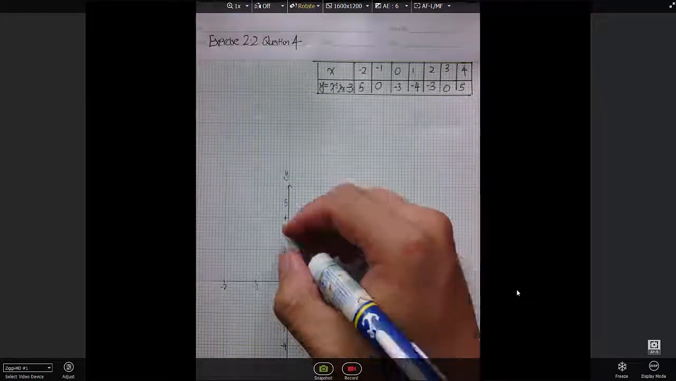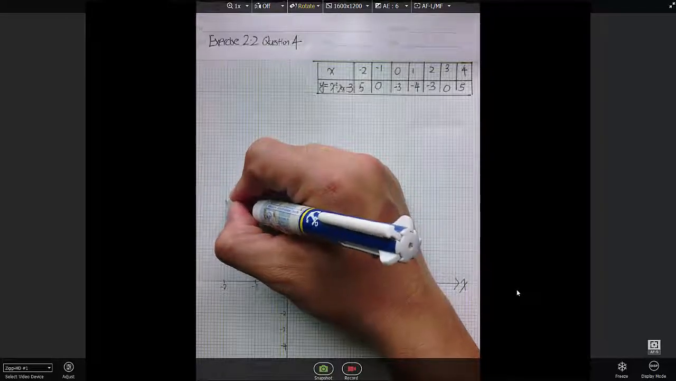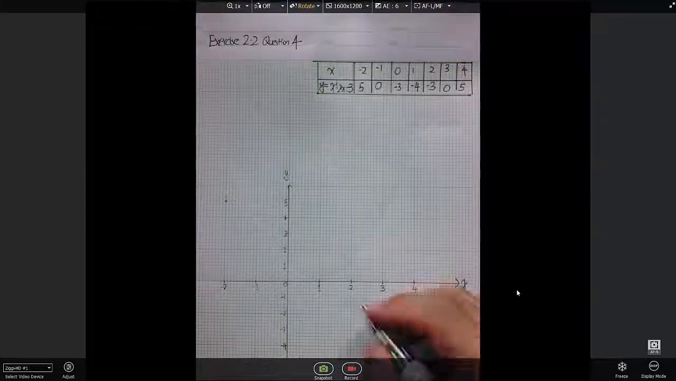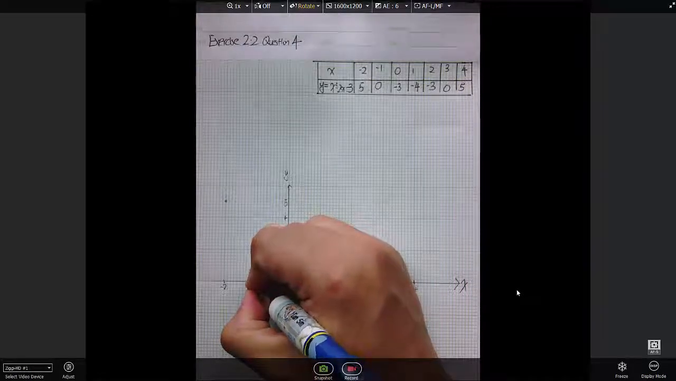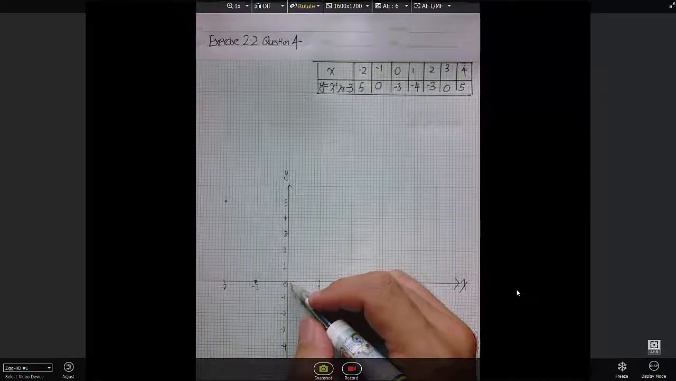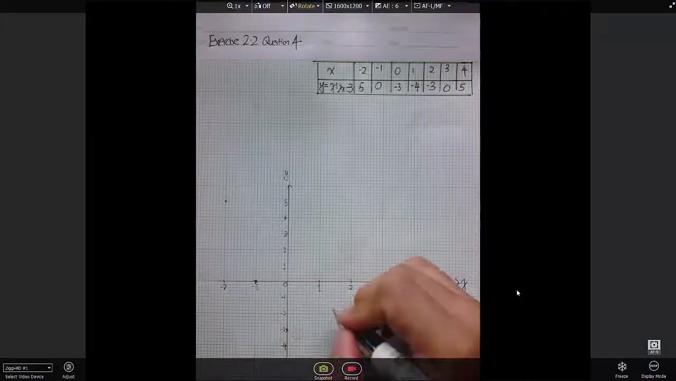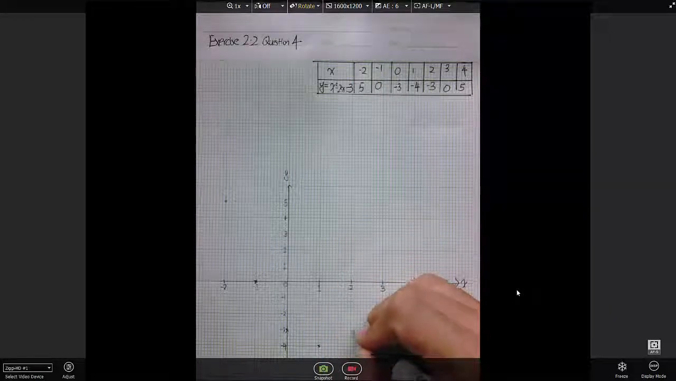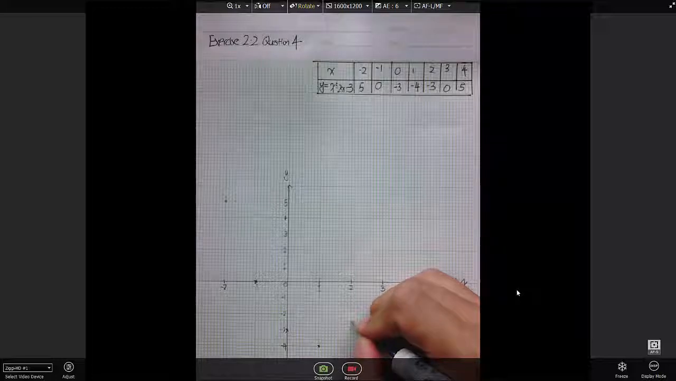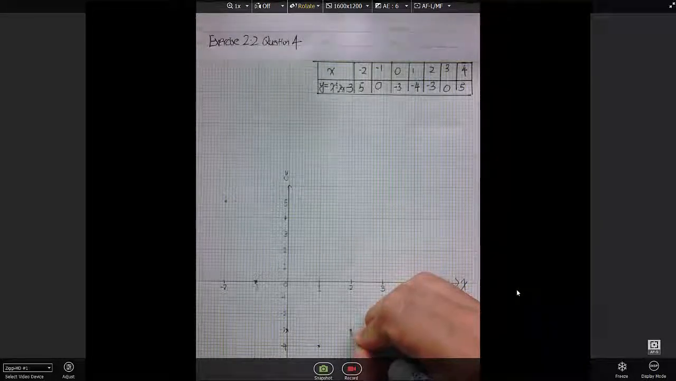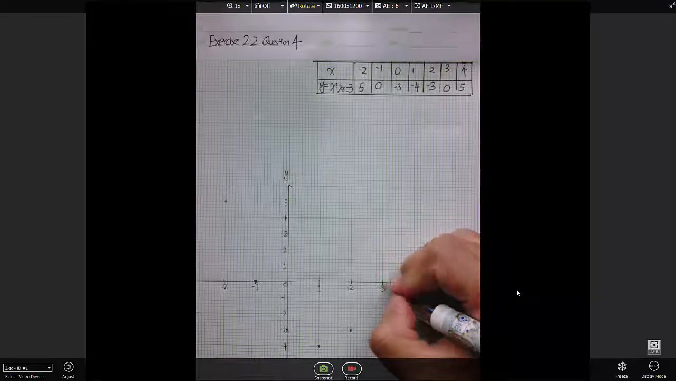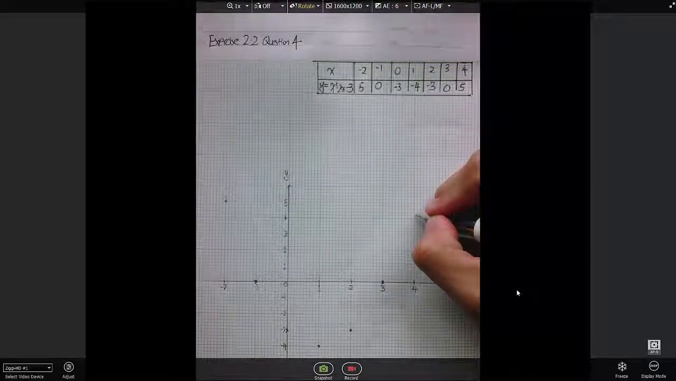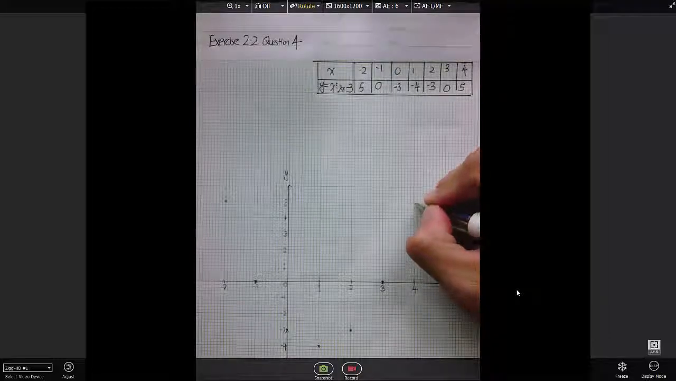I'll start to plot now. -2 and 5 will be here. x is -1, y is 0 is down here. When x is 0, y is -3, it's down here. x is 1, y is -4 is down here. x is 2, y is -3 is down here. When x is 3, y is 0 is down here. x is 4, y is 5 is down here.